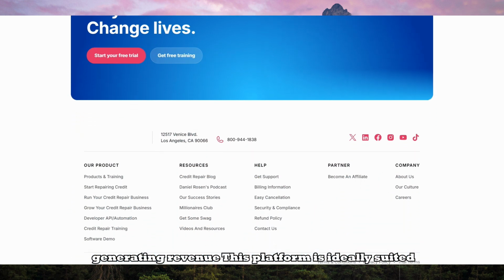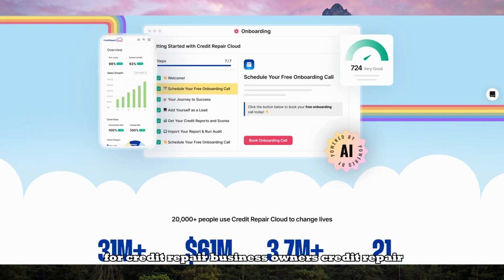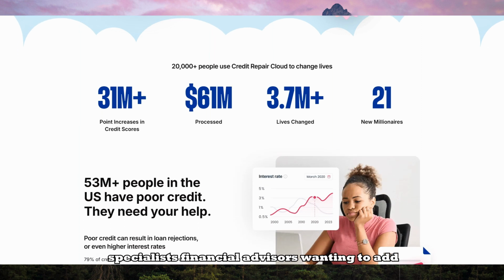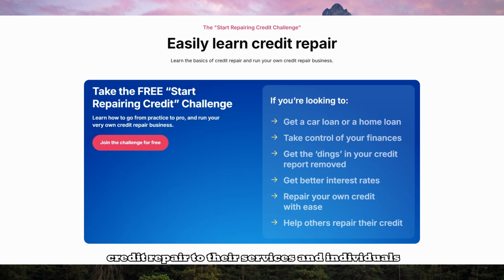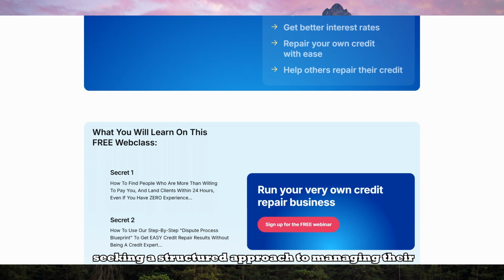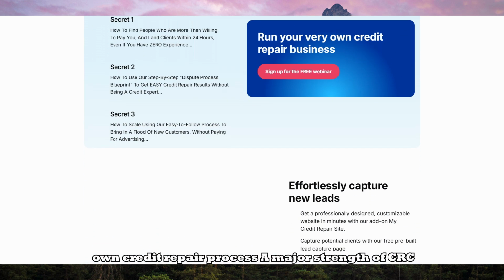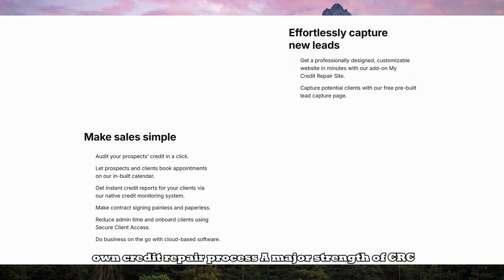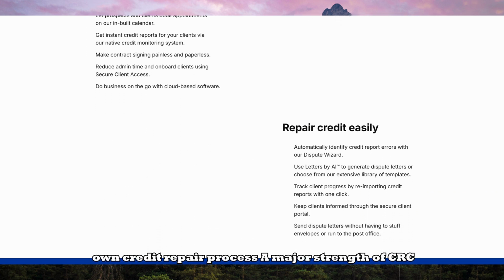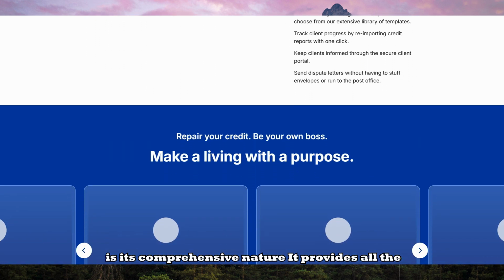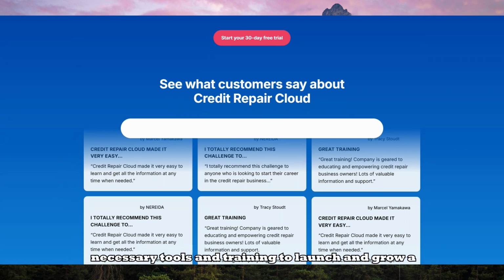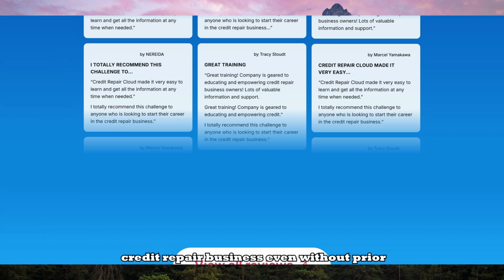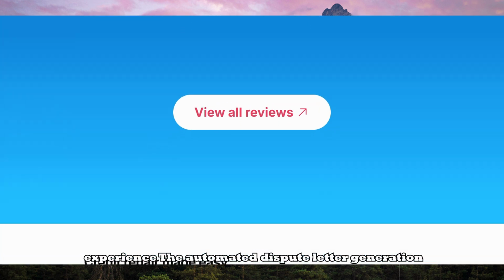This platform is ideally suited for credit repair business owners, credit repair specialists, financial advisors wanting to add credit repair to their services, and individuals seeking a structured approach to managing their own credit repair process. A major strength of CRC is its comprehensive nature. It provides all the necessary tools and training to launch and grow a credit repair business, even without prior experience.